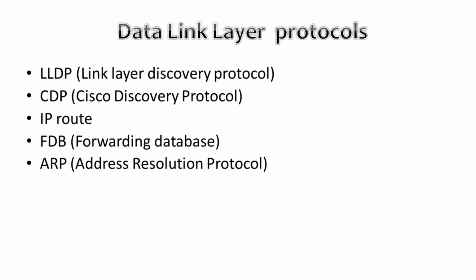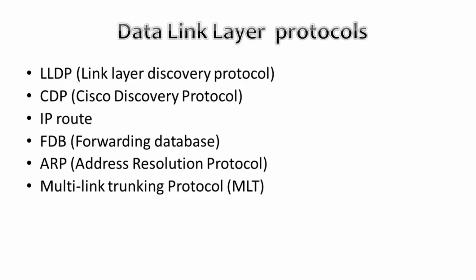Then we have the Multi-Link Trunking protocol, MLT. Multi-Link Trunking provides a high-speed, fault-tolerant connection between servers, switches, and routers by grouping multiple Ethernet links into a single logical Ethernet link. Then there is CAN, Controller Area Network. CAN facilitates communication between microcontroller applications and devices without relying on a host computer.